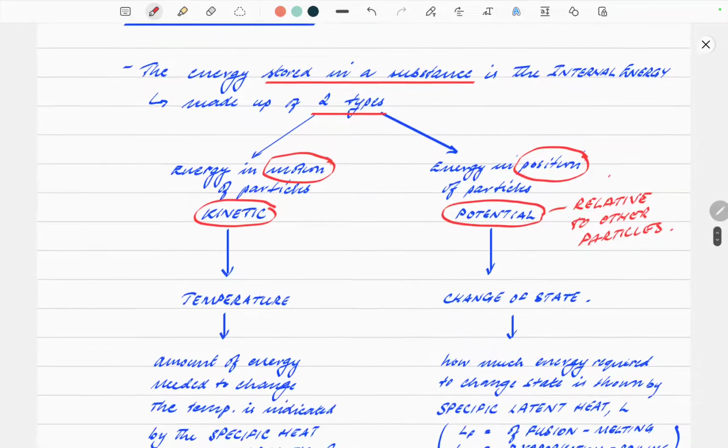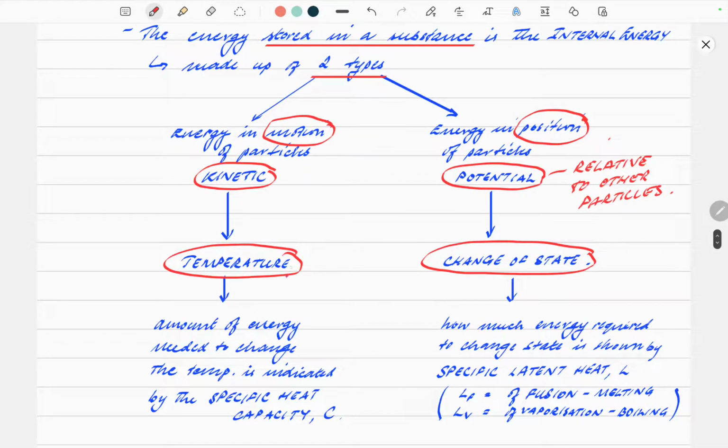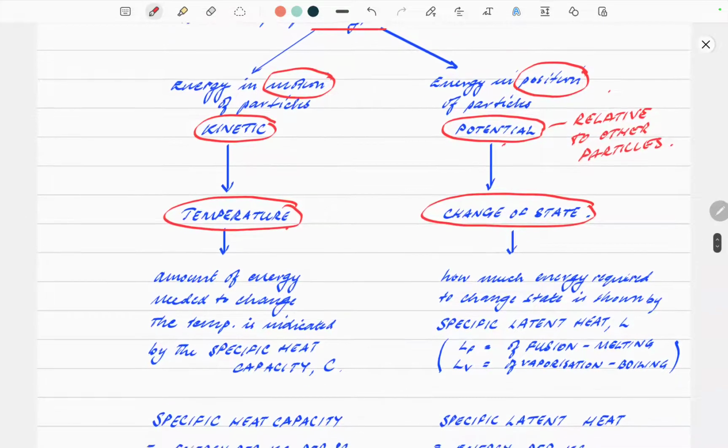There we go. All right. So if the kinetic energy changes, temperature will change. Kinetic energy is directly linked to temperature. But if the potential energy changes, then it'll cause a change of state. That's how the two things are related. Kinetic is temperature, and potential is to do with the change of state or the state they're in.